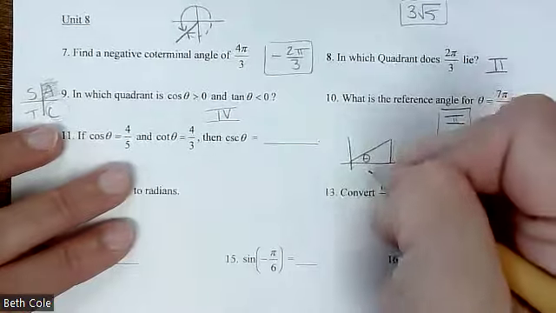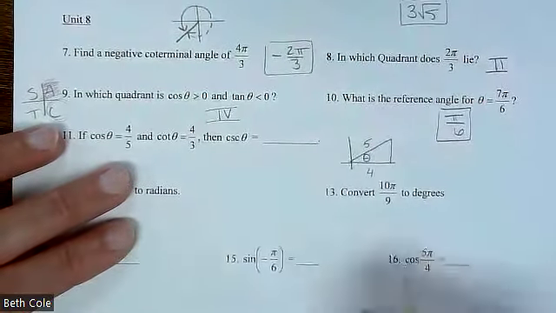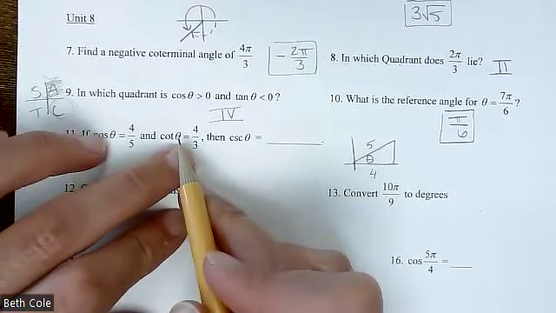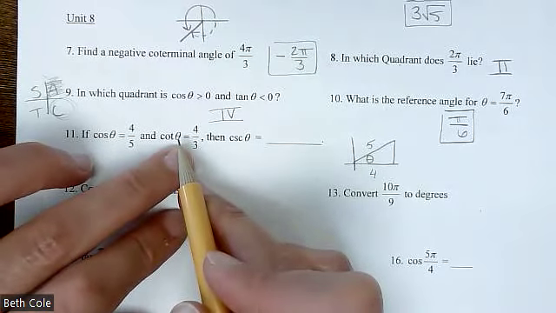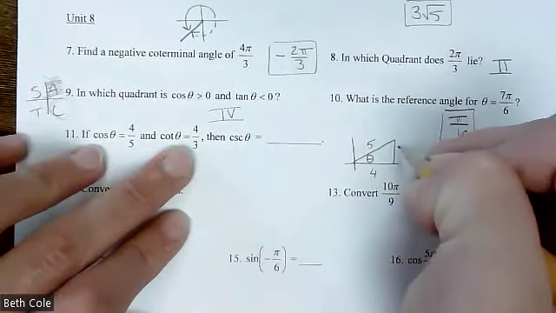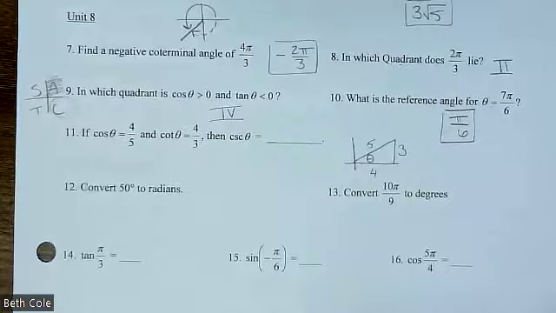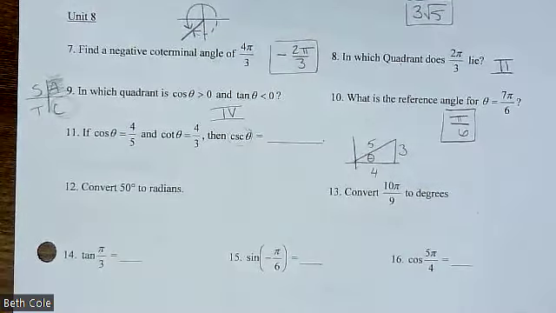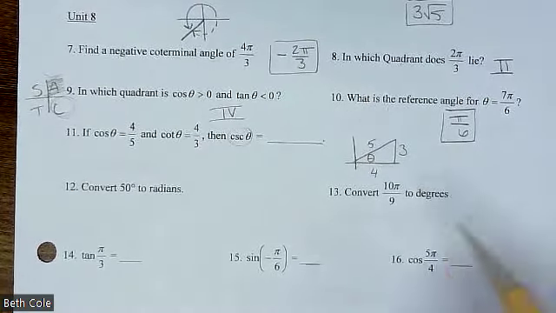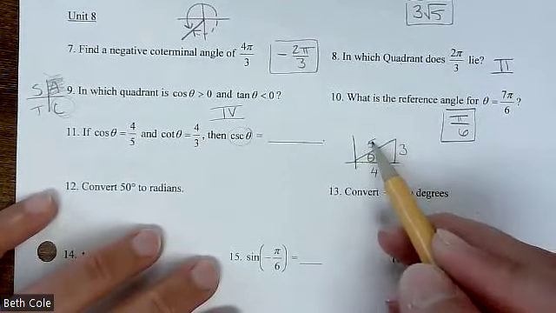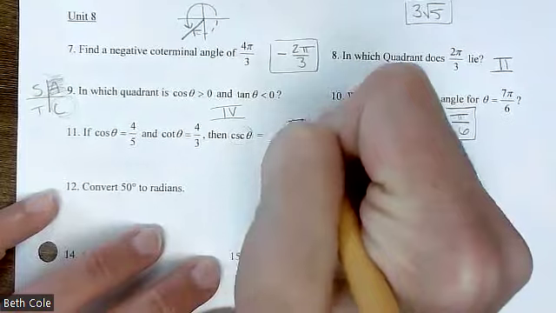Cosine is adjacent over hypotenuse. So that tells you how to label that, 4 over 5. Cotangent is, 4 over 3. Okay, I'm sorry, x over y. So 4 over 3. I thought I had a typo there, but no, it worked out. 3, 4, 5. We want cosecant. Cosecant is the reciprocal of which function? Sine. Sine is opposite over hypotenuse. So it's going to be hypotenuse over opposite. So 5/3.